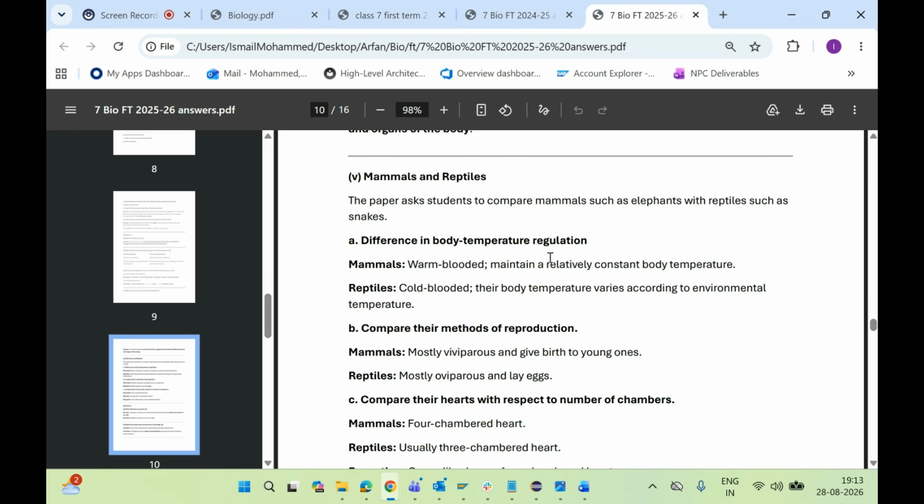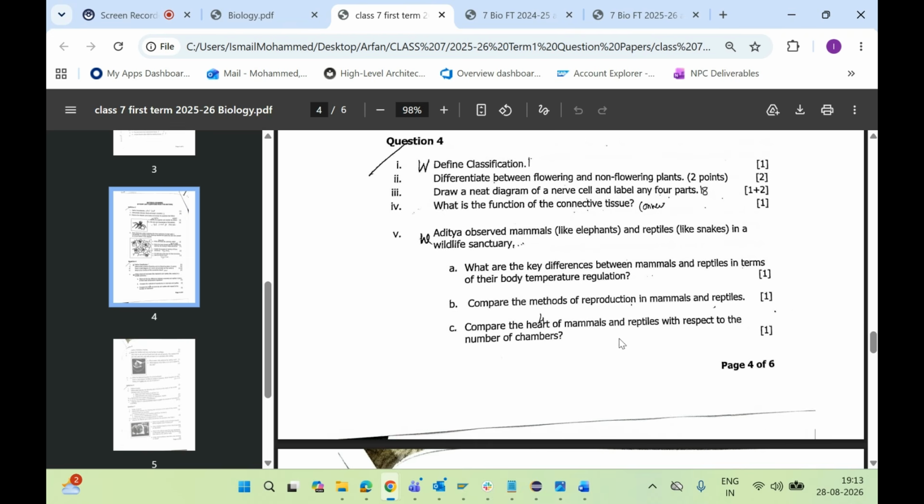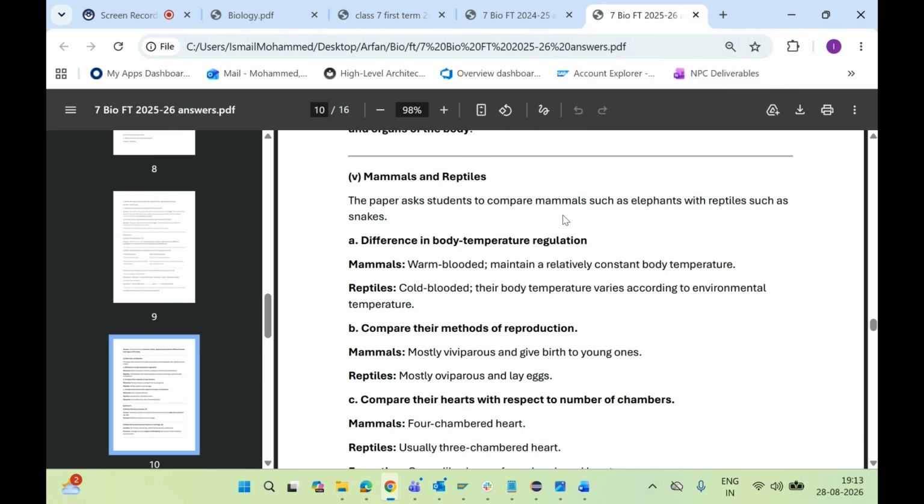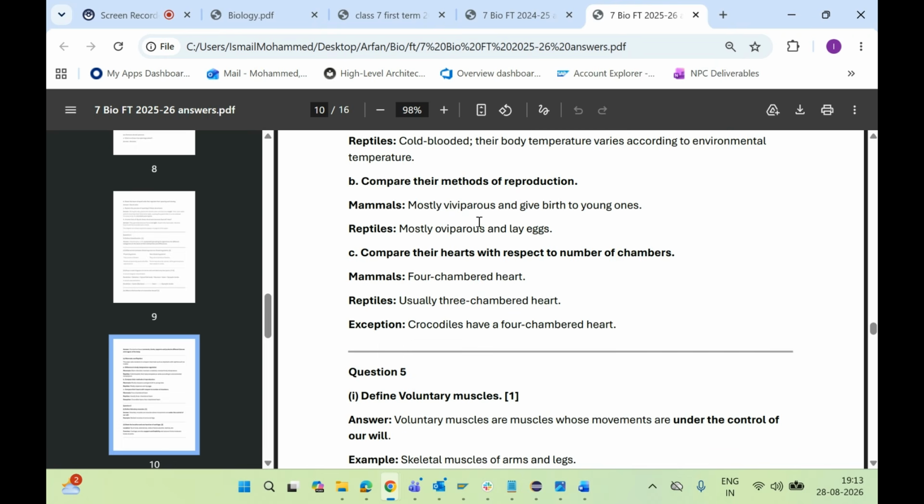Mammals and reptilia. What is the question in terms of mammals and reptilia? Aditya observed mammals like elephants and reptiles. What are the key differences between mammals and reptiles in terms of temperature regulation? So mammals are warm-blooded, whereas reptiles are cold-blooded. Warm-blooded means they have a relatively constant temperature. Cold-blooded means the temperature varies according to the surroundings.